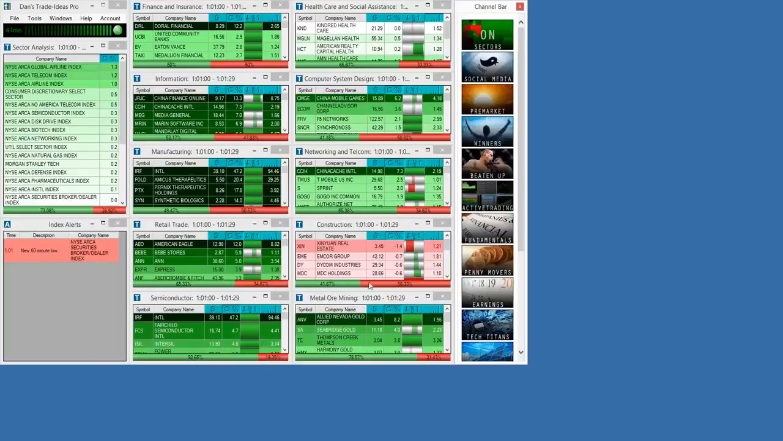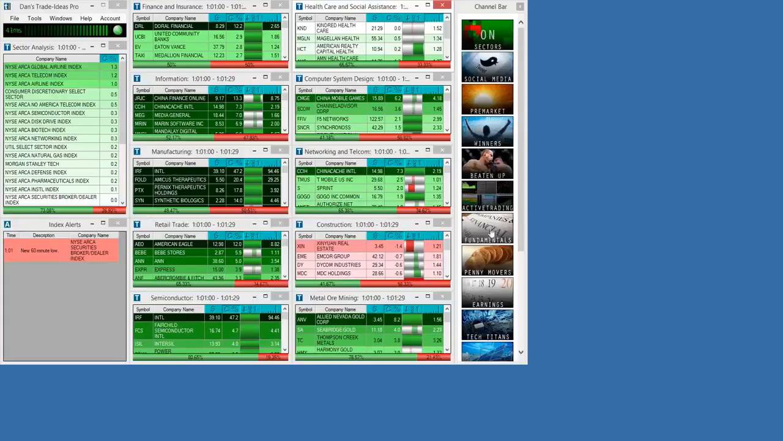So you can quickly see construction is down, computer design more negative, but pretty much everything else was positive. And depending on what you're interested in, you can re-sort it by other elements in the group and see if it makes sense for you to get in. But quickly, right away, you're able to discern strength or weakness from the sectors.